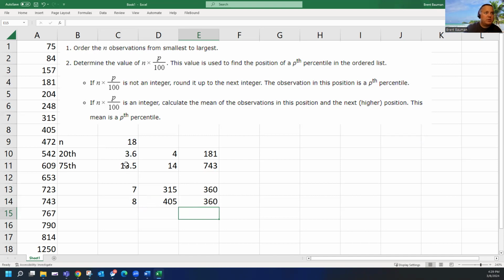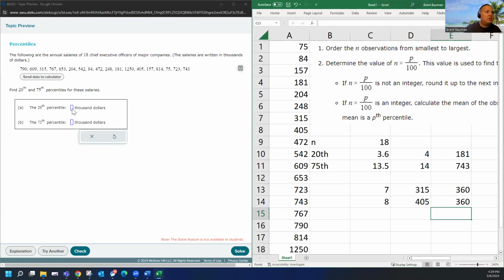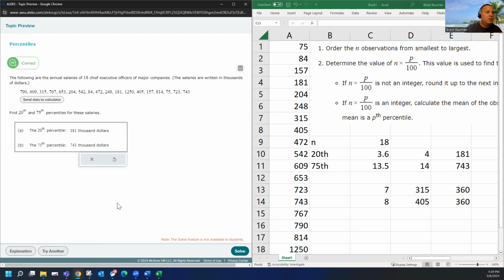Both of ours ended up needing to just round up and then find that position. So if we go back to Excel, in the 20th percentile, we ended up with 181,000. 75th percentile, we ended up with 743,000. And then this bottom one was just to practice with. All right, there you go. So that's working through percentiles.